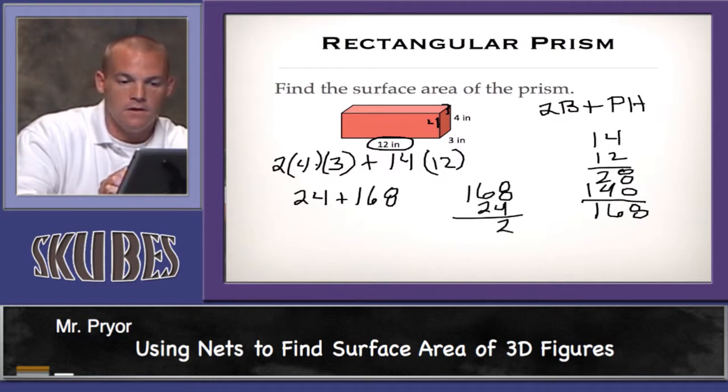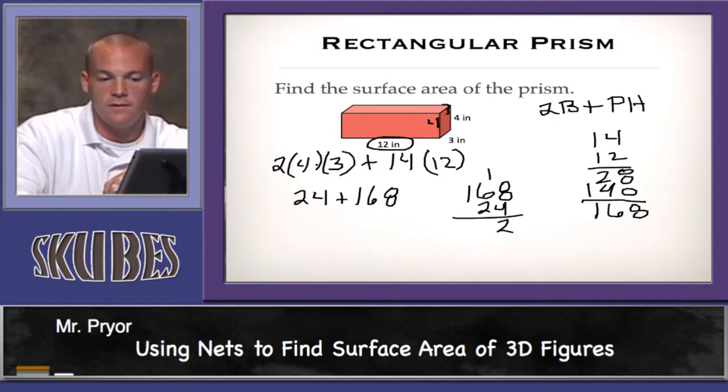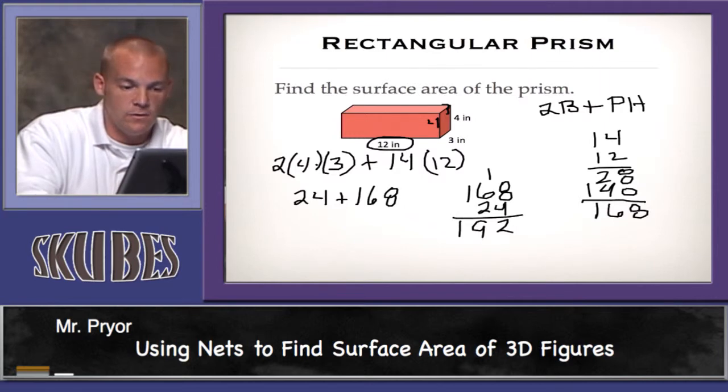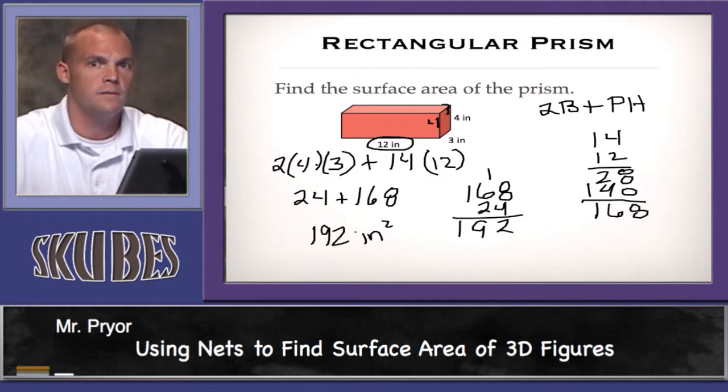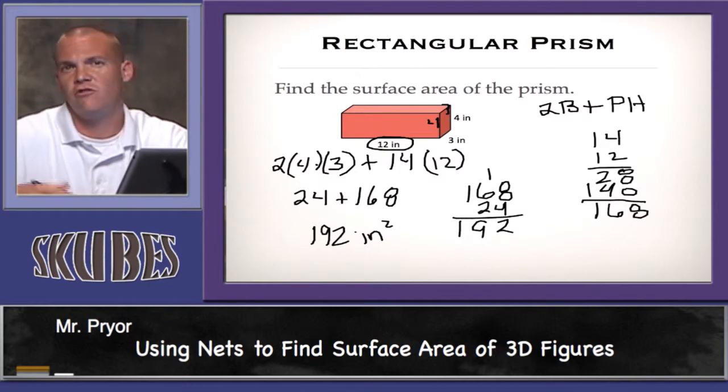And when we do that, 8 plus 4 is 12, carry your 1, 6 plus 2 is 8, plus 1 is 9. We get 192. In this case, it's inches squared, and I know that may seem a little odd because we're dealing with three-dimensional figures and usually we do inches cubed, but again, we're not finding volume here.